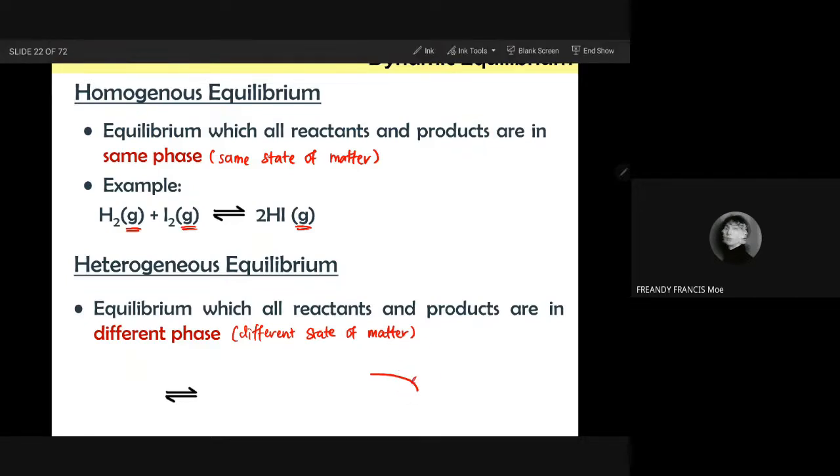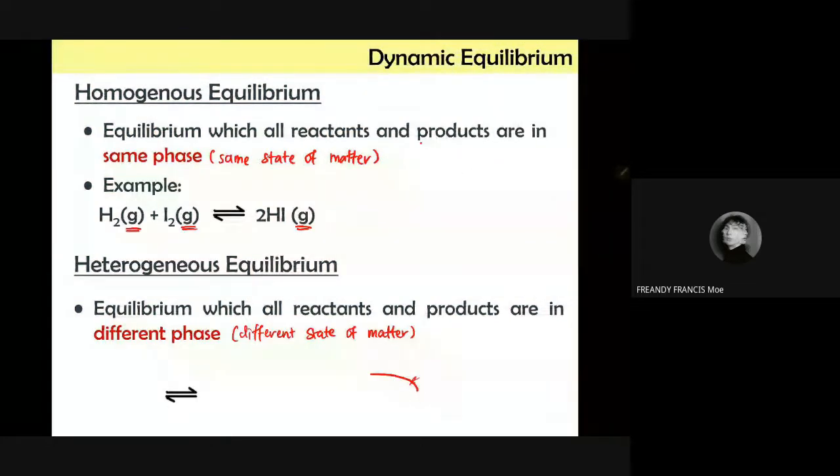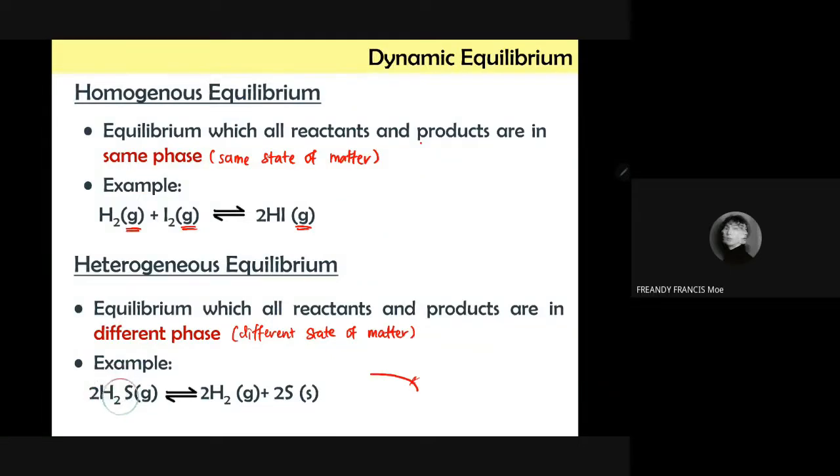Apa dia tak ada English ni? Oh well, tak apalah. Okay, so different state of matter. So for example, di sini kita ada 2H2S, hydrogen sulfide, forming hydrogen gas dan sulfur. Sulfur ni kalau kita tengok, gas dan solid. Tak sama. Different phase. So they are of different phase.